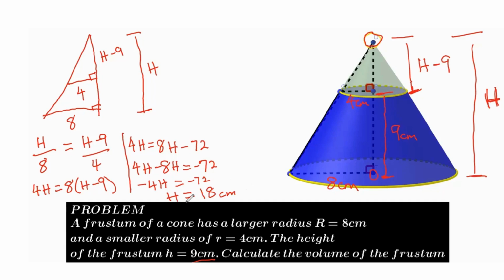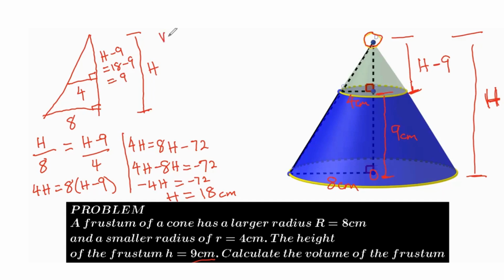So this is the height of the big cone. And the height of the small cone is going to be 18 minus 9, which is 9 centimeters. So now the height of the small cone here is going to be 18 minus 9. And this is going to leave us with 9 centimeters.